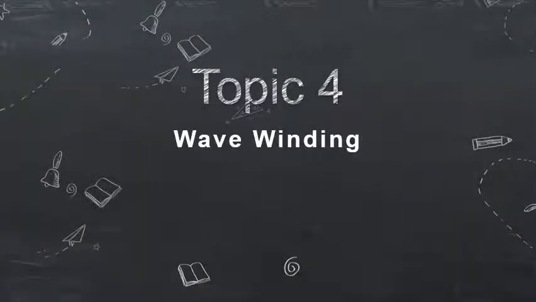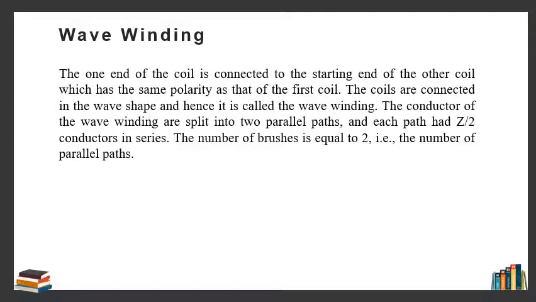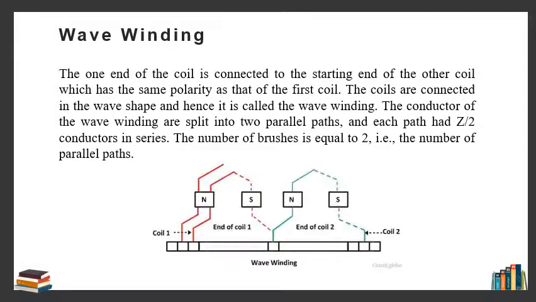The next topic is wave winding. One end of the coil is connected to the starting end of another coil which has the same polarity as that of the first coil. The coils are connected in a wave shape and hence it is called wave winding. The conductors of the wave winding are split into two parallel paths, and each path has Z by 2 conductors in series. The number of brushes is equal to 2, that is, the number of parallel paths. So this is the diagram for the wave winding.